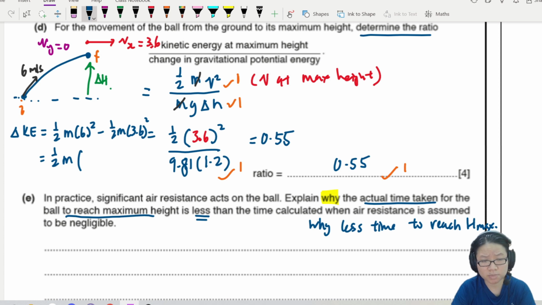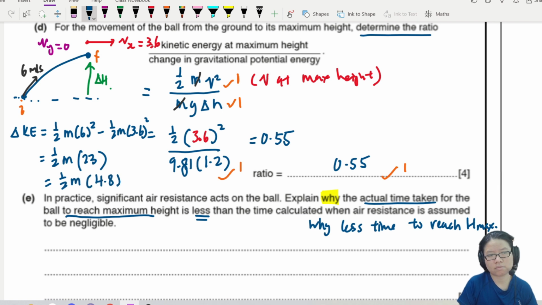And this will be 23. Okay, which is also 4.8 squared. Teacher, sorcery. What sorcery? Remember, teacher, this upward movement is 4.8, correct?